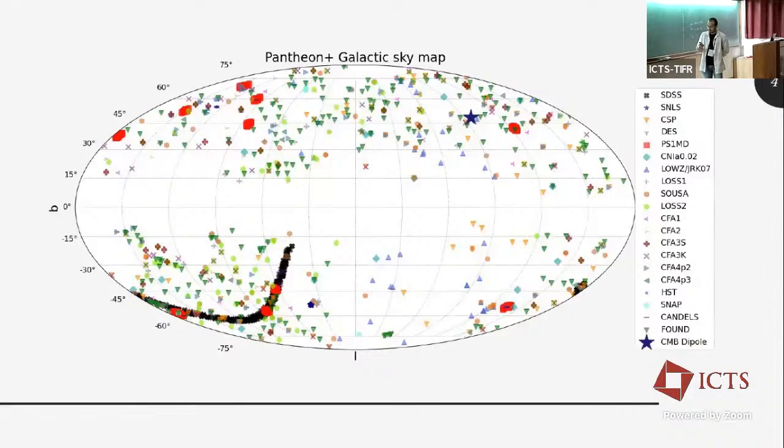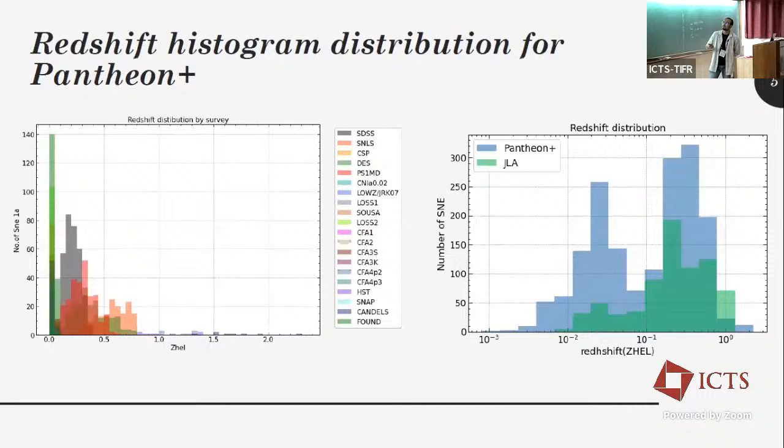This is the Pantheon Plus sky map in galactic coordinates, which I made according to the surveys. Here is the redshift histogram for Pantheon Plus; this is the survey-wise redshift histogram, while this is the general histogram. We see the importance here: there are many low z supernovae, as opposed to the previous JLA compilation.